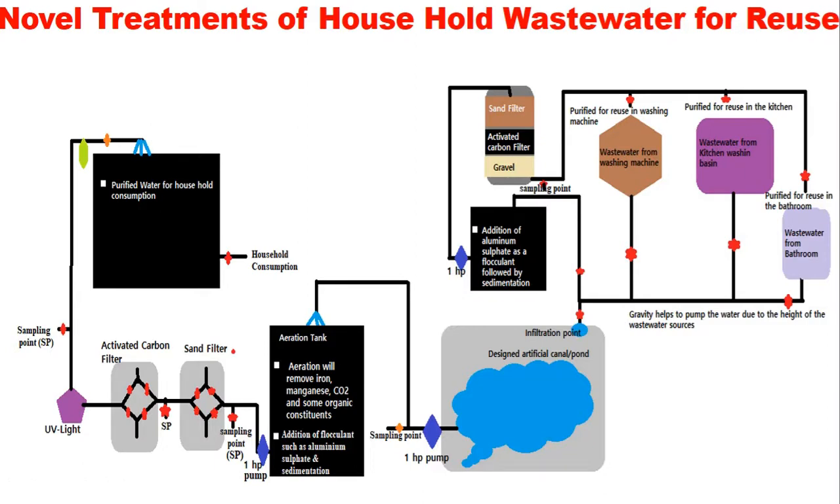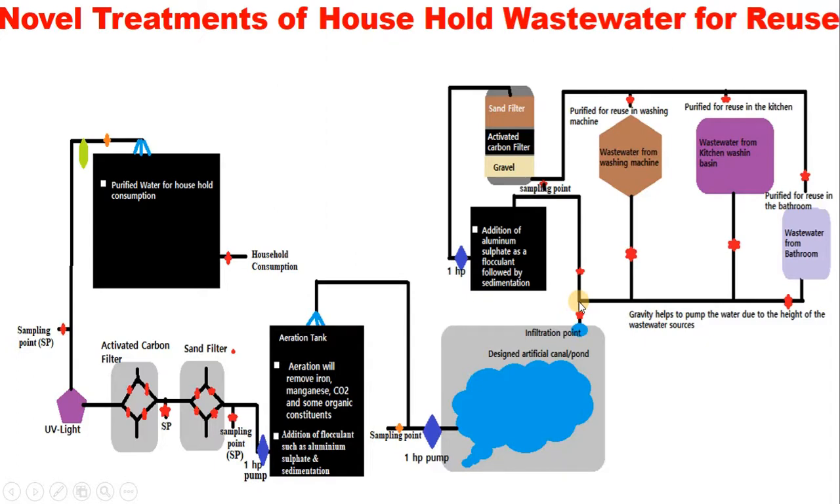Today we're going to look at household wastewater, how it can be reused for the same purpose. We titled it Novel Treatment of Household Wastewater for Reuse because the water that is coming from the washing machine, from the kitchen basins, from the bedroom, coming down through this way, this way, this way, with the help of gravity, it can be pushed, coming to this point.